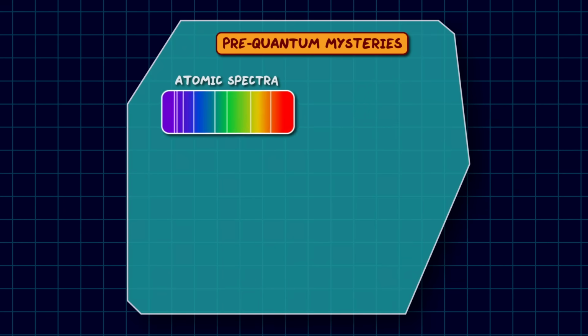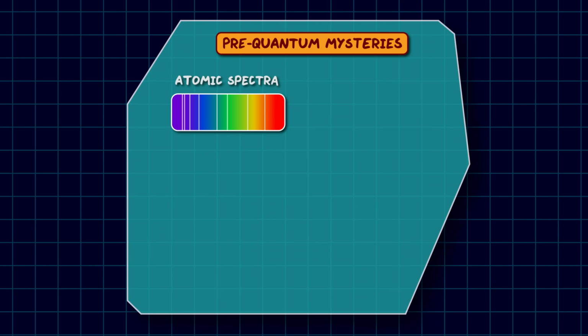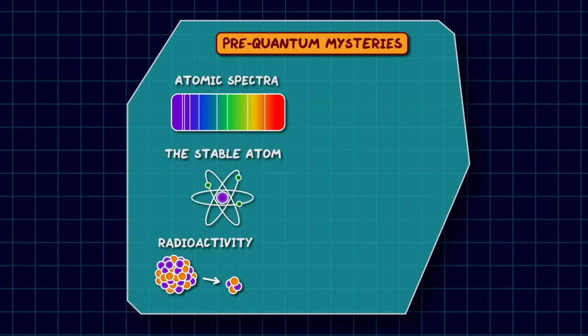When light shines through a gas, the gas absorbs and emits specific frequencies of light, which we call atomic spectra. This was a mystery. There was no known classical explanation for this. And there was a lot of confusion about how atoms could be stable. In classical physics, the electrons should continually radiate their energy and collapse into the nucleus. The source of radioactivity was unknown.